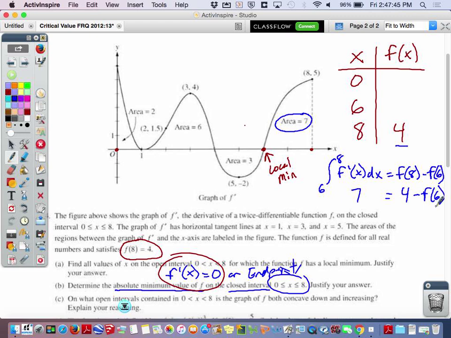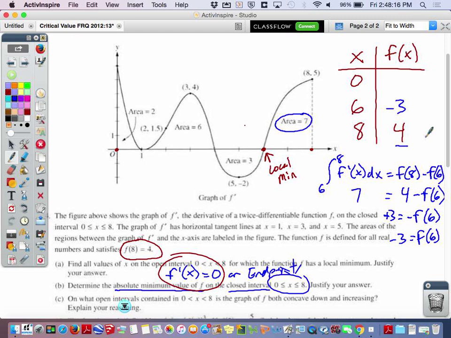So now I just have an equation to solve. I'll subtract the 4, and I'll get 3 is equal to negative f of 6, or f of 6 equals negative 3. So I subtract 4, I get a positive 3 equals negative f of 6. And then because that's negative, I divide by a negative, I get a negative 3. So the function value at 6 is negative 3.